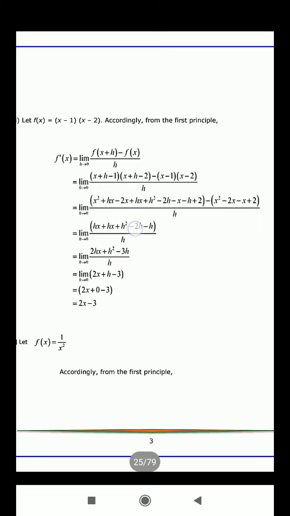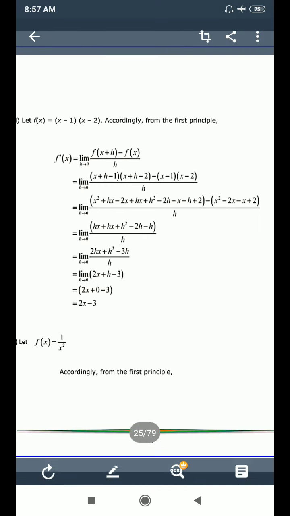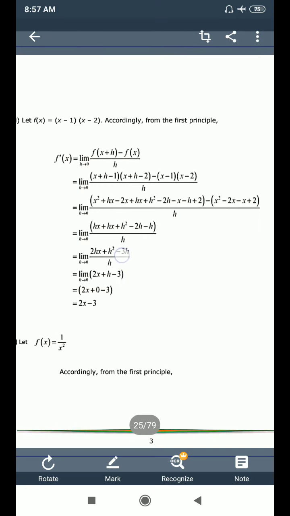So in the numerator you take h as common. That will cancel out the h of the denominator. Actually it is 2hx plus h square minus 3h. In the numerator take h common, that will cancel out the h of the denominator. So you are left with 2x plus h minus 3. In this you put h tends to 0, so 2x is the answer.